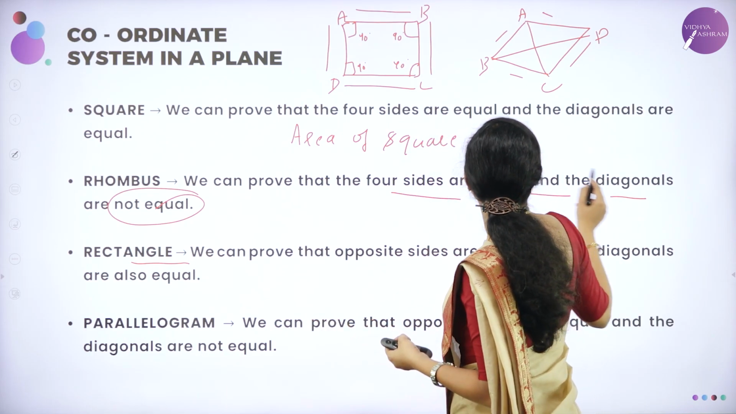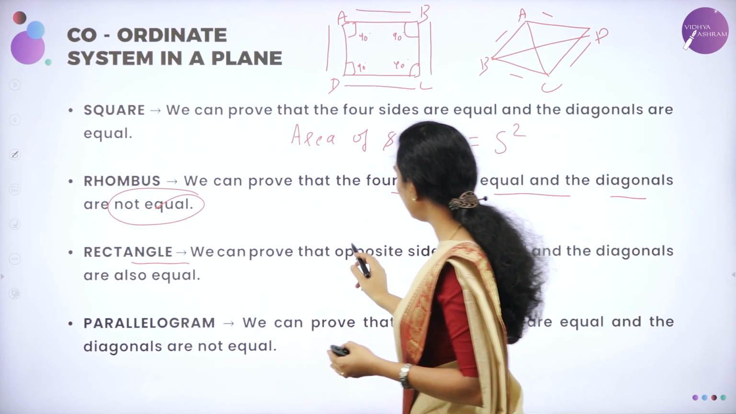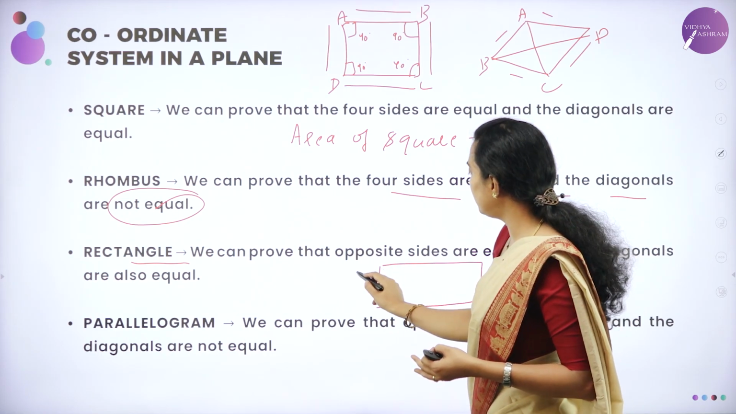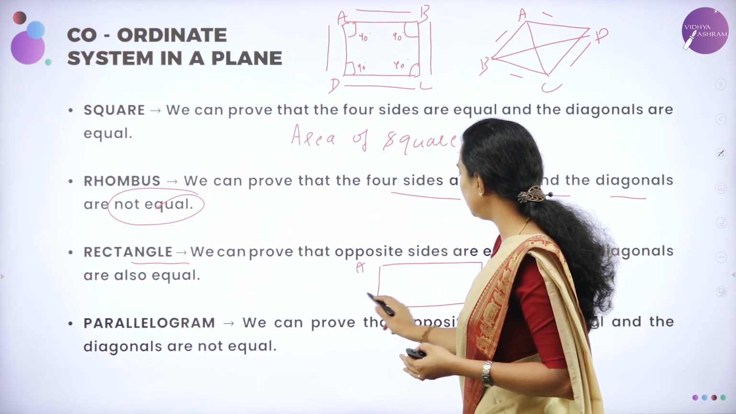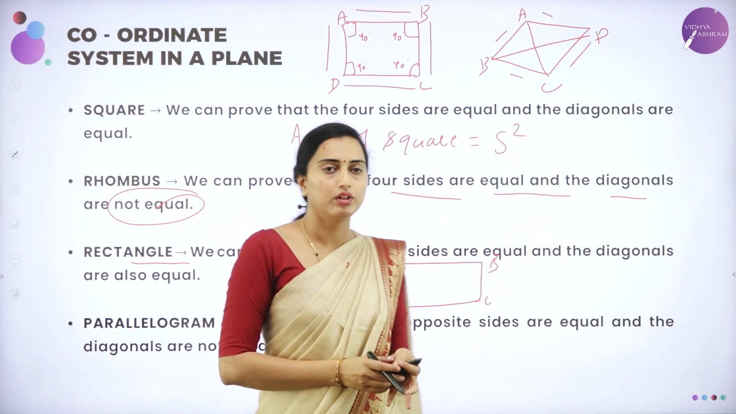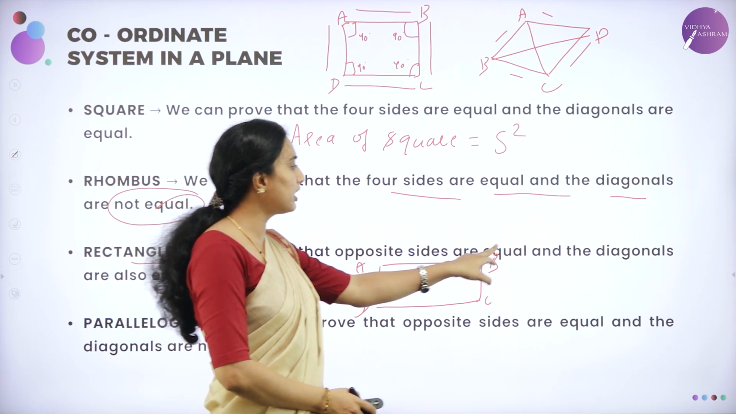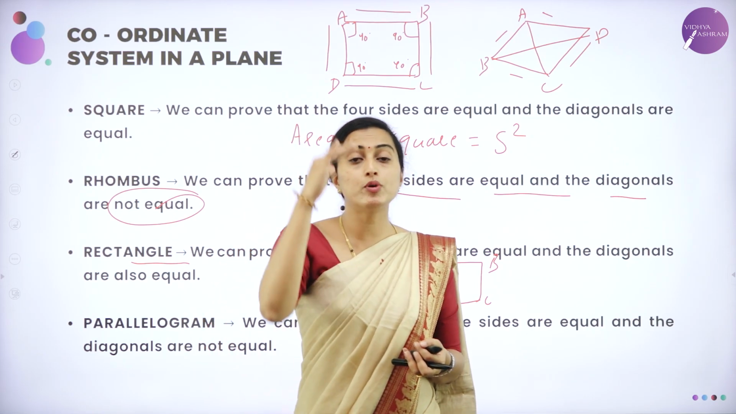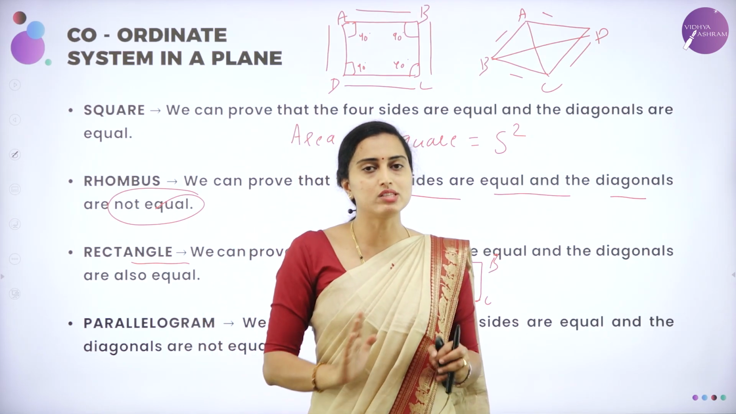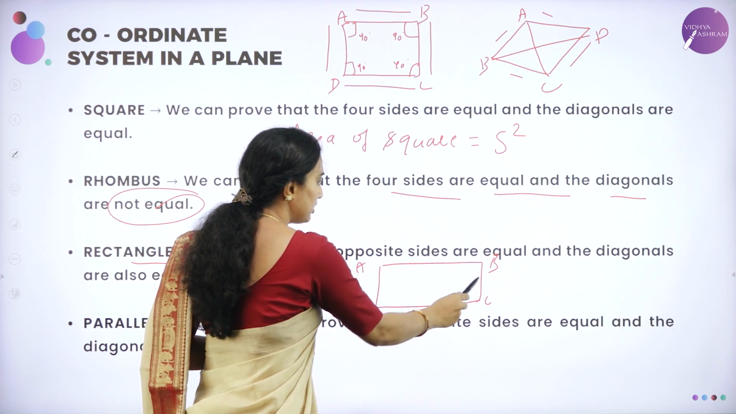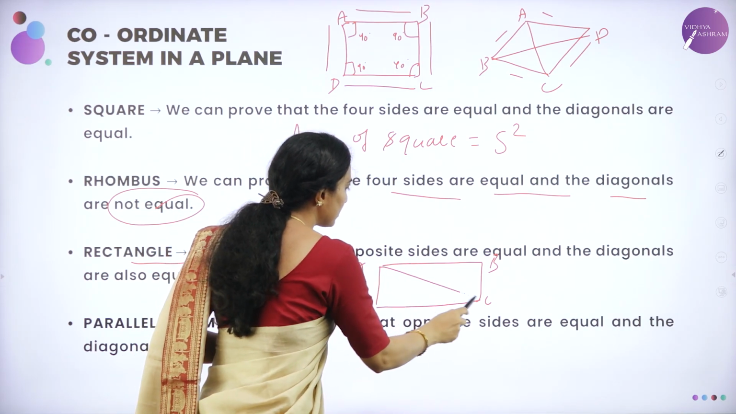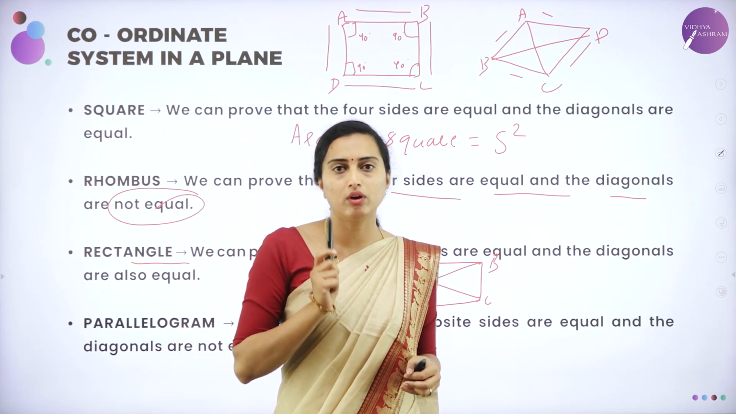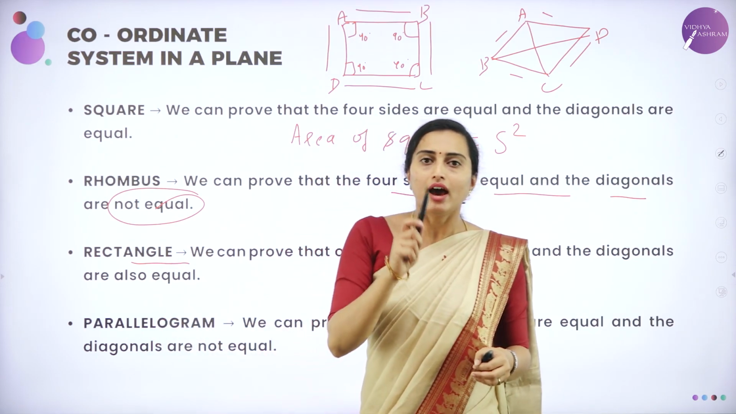How will the rectangle look? The rectangle will be like this. See, this is a rectangle, correct? This is a rectangle with the four vertices A, B, C, D. So how can we prove it? We can prove that opposite sides are equal and diagonals are also equal. Be careful, dear students. These opposite sides are equal and these diagonals are also equal. Then it is said to be a rectangle.